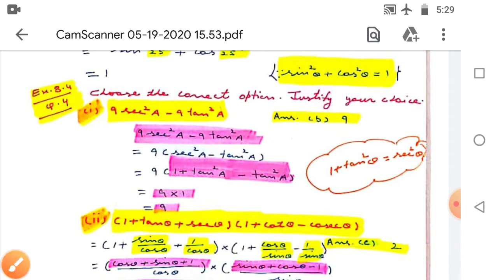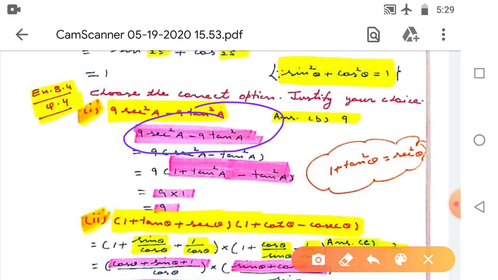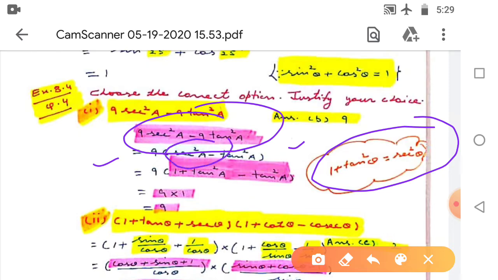Clear? Again, the important thing: identities. 1 plus tan square theta is sec square theta. After taking 9 common, replace this sec square a with 1 plus tan square a. The moment you write 1 plus tan square a, this plus tan square a gets cancelled with minus tan square a. We are left with 1 here, so 9 into 1 is 9. So the option is B, that is 9.